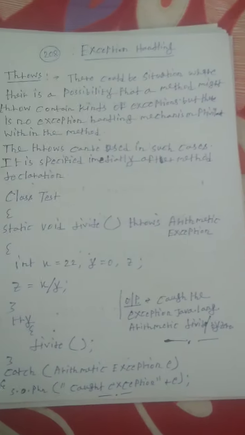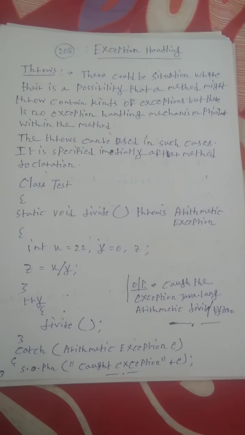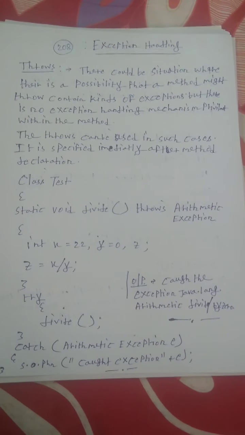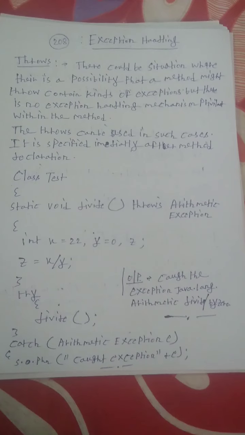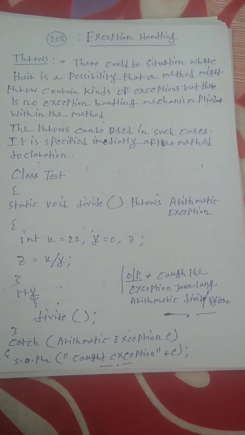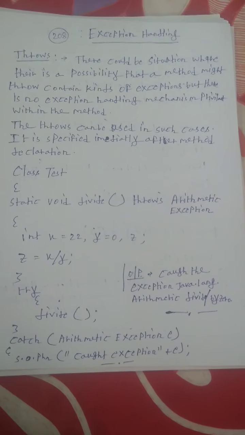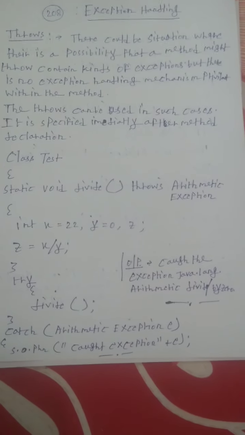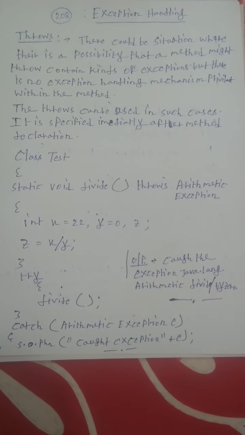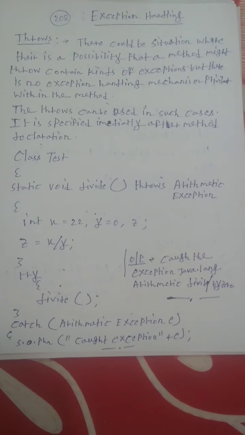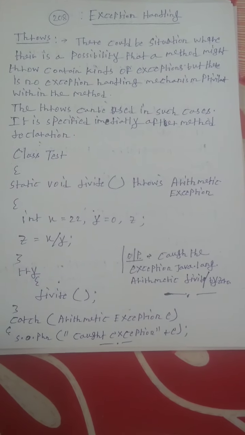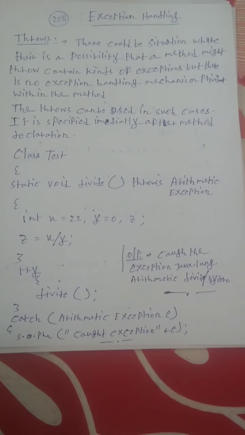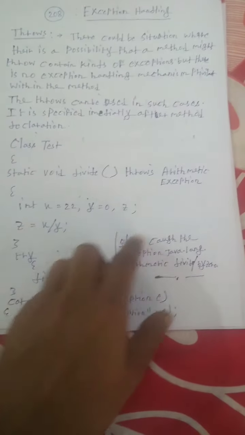Then another example is throws. Throws is used where there could be a situation in which a method might throw a certain kind of exception, but there is no exception handling mechanism present in the method. So throws can be used in such cases. It is specified immediately after the method declaration. So when a method is declared, here we can throw an exception, the arithmetic exception.